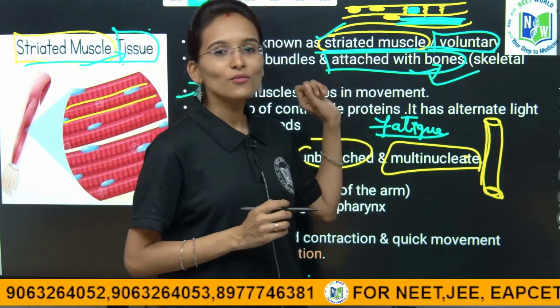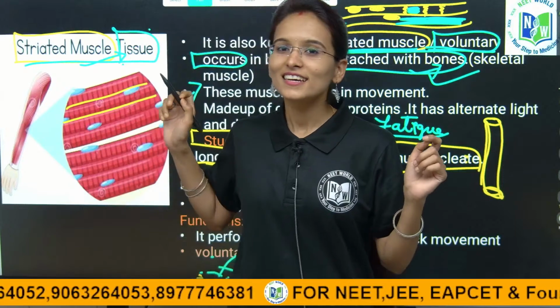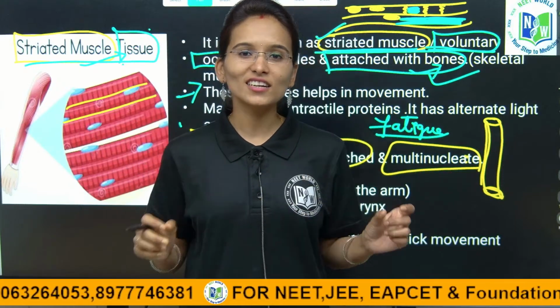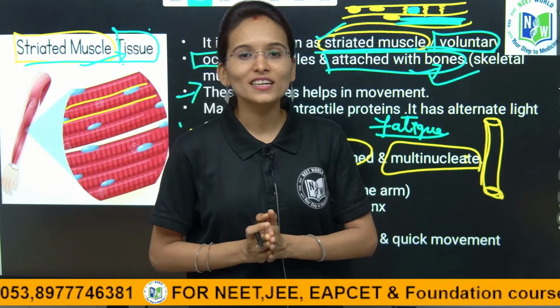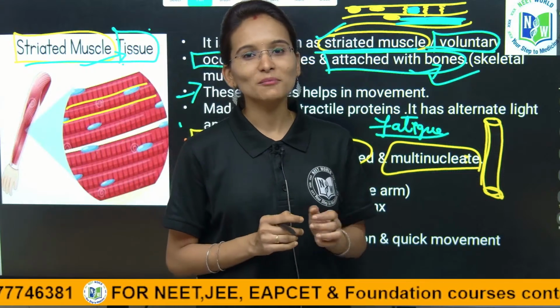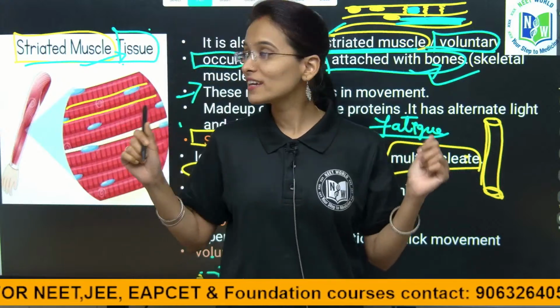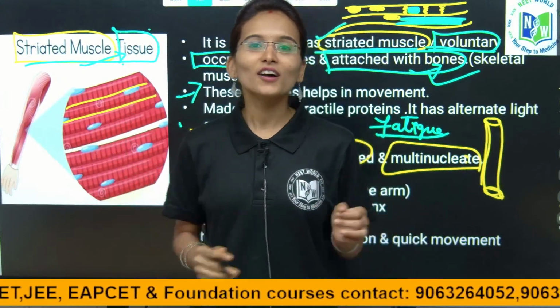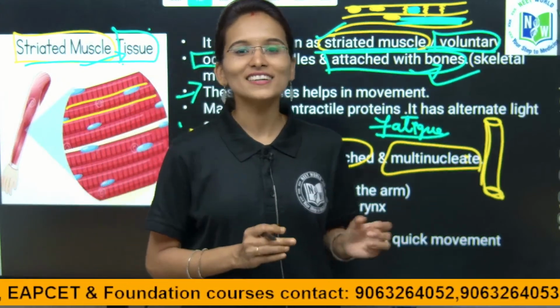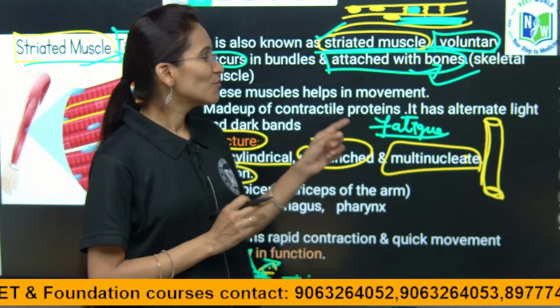So these are voluntary muscles. It is also called the striated muscle. It is cylindrical in nature and multinucleate, and we call it a voluntary muscle because all the activities performed by this particular muscle tissue are under our control. That is the reason we call it the voluntary muscle.